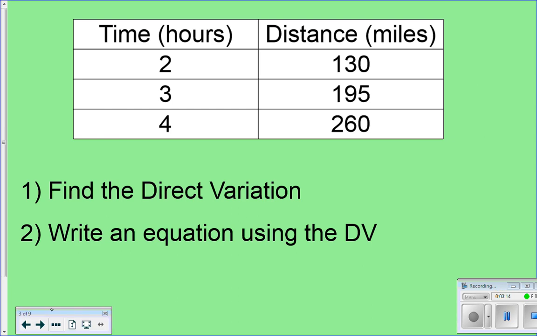Now let me give you an example of how we're going to use this today. Okay? So they're going to give you a table just like this, and if you want to write it down, you can write it down to have an example in your notebook. So hours and miles, for 2 hours you go 130, 3 hours you're going to go 195, 4 hours you're going to go 260.